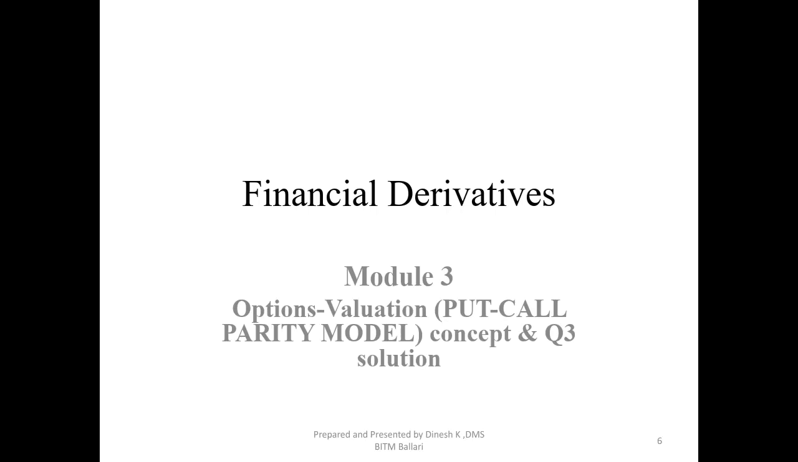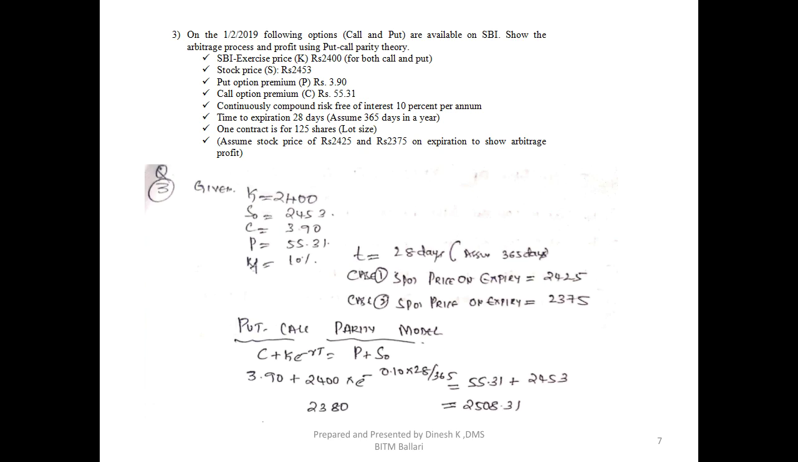Hello students, I am here with the solution for question 3 on put call parity, with respect to option valuation. The question goes like this. We have an underlying asset called SBI. The respective information is given with respect to spot price, exercise price, premium of call and put, risk-free rate, and time to expiry, which is 28 days, and we are also asked to assume 365 days into consideration.